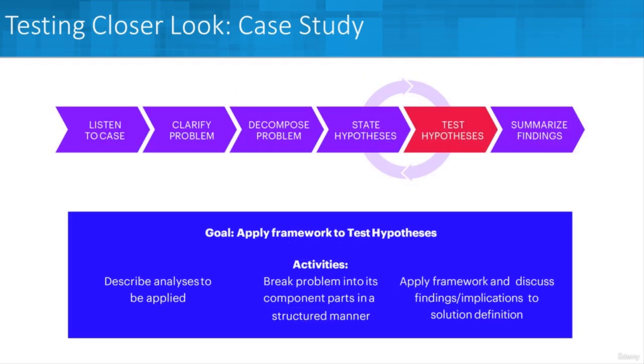After you do that, you're going to test it, right? You're not going to say, that's the answer. Now it's time to test, applying that framework to test your hypothesis. Describe the analysis that you've done and how you're going to apply it, how you broke that problem into component parts in a structured manner, what framework you're applying, and what the findings or implications are for the solution definition that you're going to be building out. Like in that airline case, if we raise our prices 10%, how might that be different than if we raise our prices 20% or 30%? So what are some of those hypotheses? What are some of the pros and cons? And you're testing that to come up with hopefully the best solution, or what you would make as a final recommendation as you walk through this process.